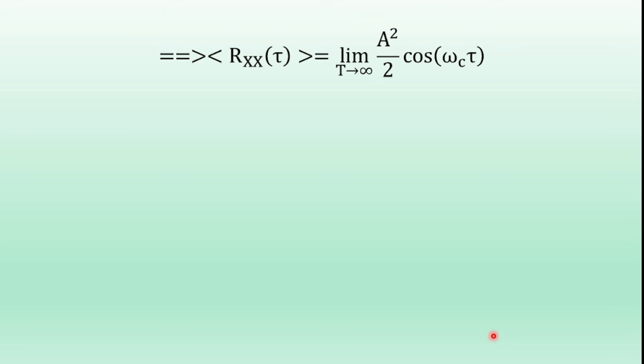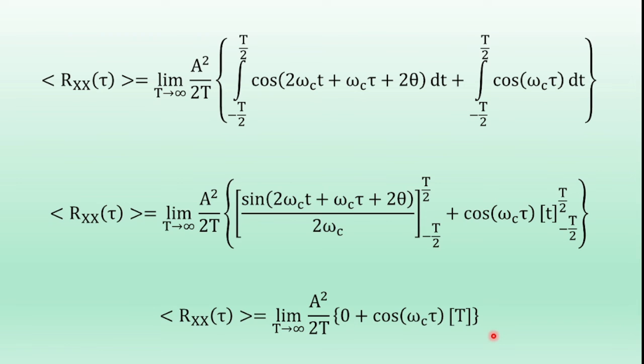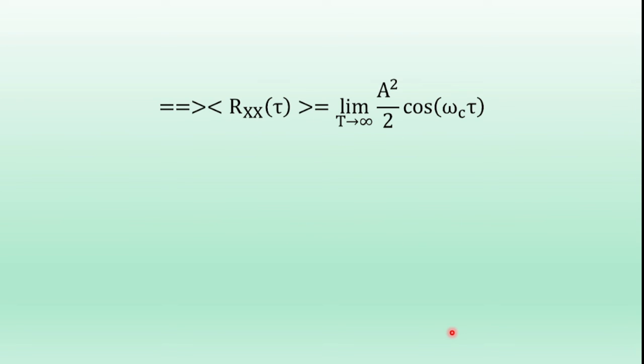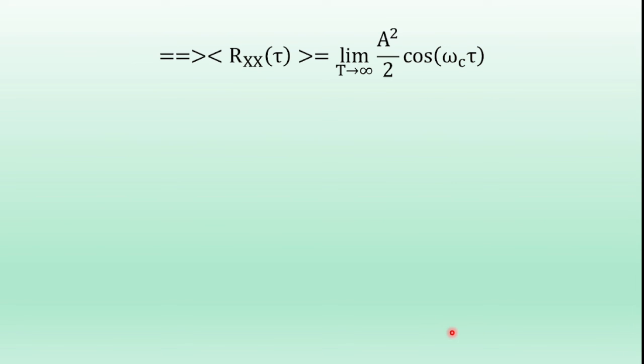Therefore, the time averaging autocorrelation function is obtained by multiplying A square by 2T with the bracket: 0 plus cos of omega c tau into T. So the numerator and denominator capital T cancel. The remaining right-hand-side term is the limit as T tends to infinity of A square by 2 cos of omega c tau. Here there is no T term, and applying T tends to infinity, we get the time averaging autocorrelation function as A square by 2 cos of omega c tau.